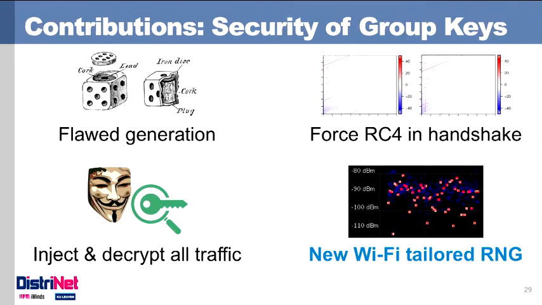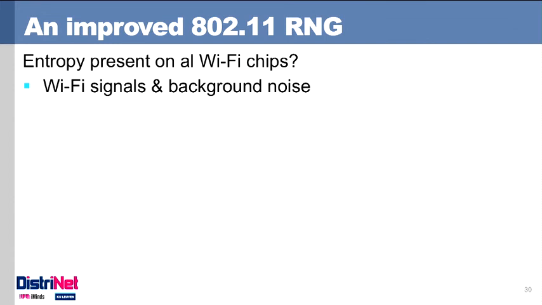The final thing that we did, it's the smaller contribution, is that we proposed a random number generator that is designed specifically for Wi-Fi platforms. And our idea is essentially that, if you want to generate random numbers on a Wi-Fi platform, you have access to the antenna of the Wi-Fi chip. So why not simply use the physical background noise of the Wi-Fi channel?